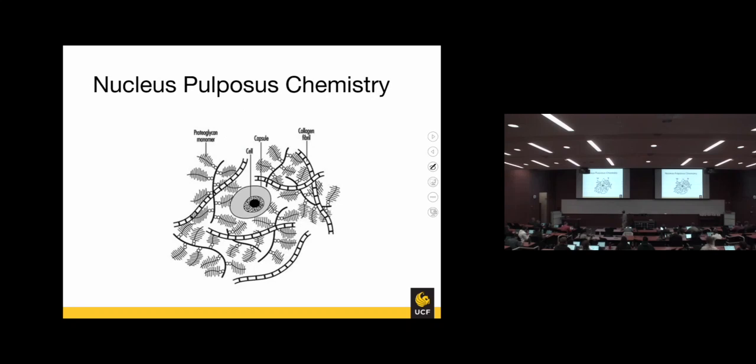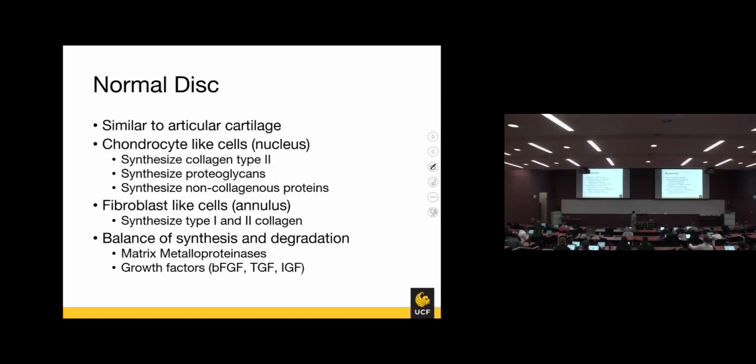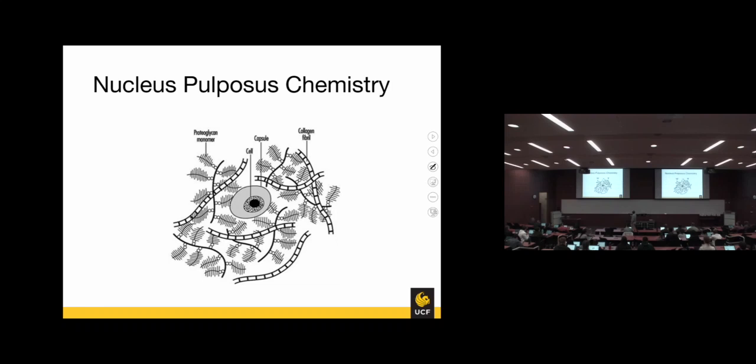Okay, so the nucleus pulposus is made up of proteoglycans, and there's a few cells, and then you have collagen. The collagen is represented by the chains here, and then the proteoglycans are here. Remember that the proteoglycans have hydrophilic properties, so they're trying to bring fluid into the disc, and the collagen is a tensile force, so it's trying to restrain the disc from going beyond what it should.